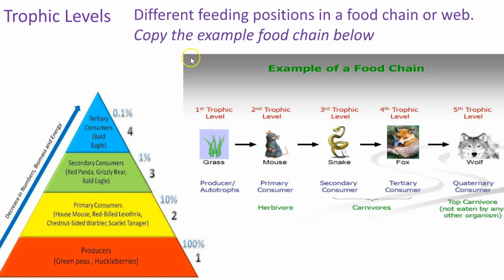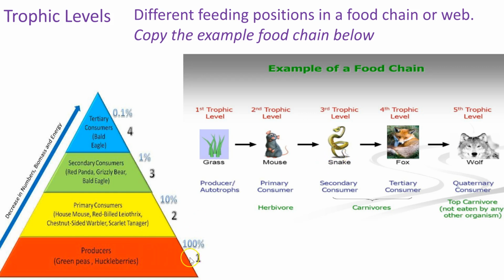Trophic levels are the different feeding positions in a food chain. The grass is considered the first trophic level. The mouse, second trophic level. The snake eats the mouse, so it's third in the trophic level. Usually people get confused because they think the snake should be the first trophic level, well, the grass is at the bottom, right? Usually there are 3 to 5 trophic levels in a food chain.